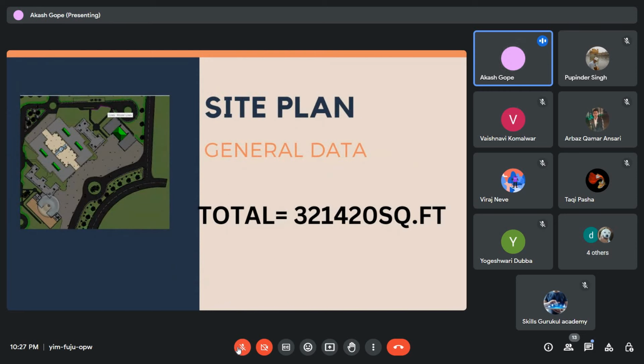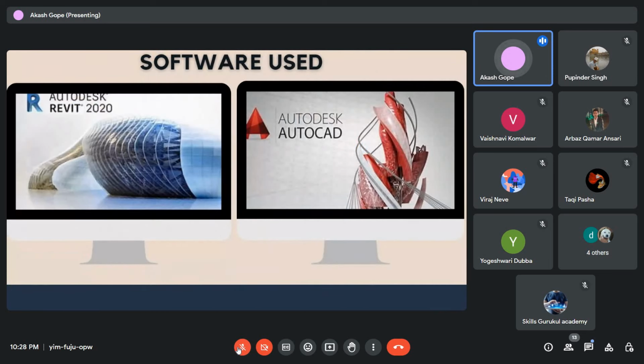Second is the site plan general data. My total area was 321420 square feet. Software used: Revit and AutoCAD, and for rendering I used Inkscape and AI render from Evolve Lab.